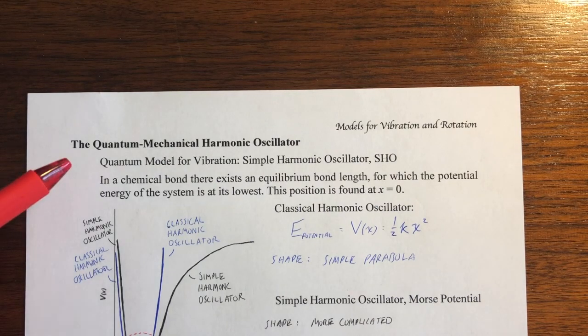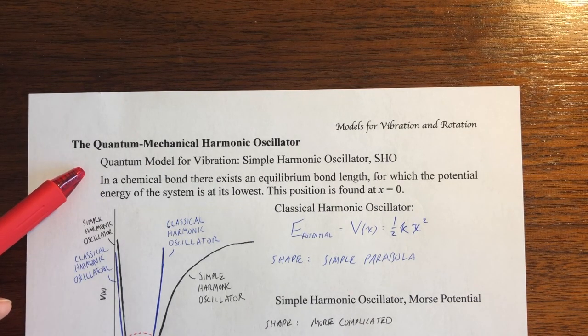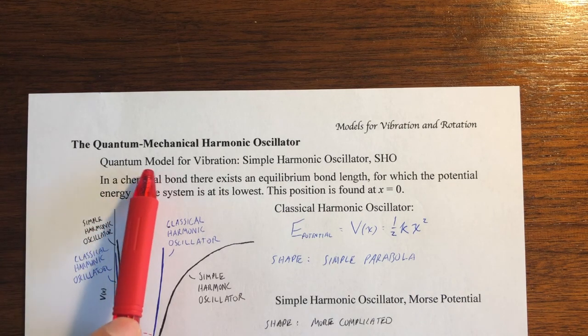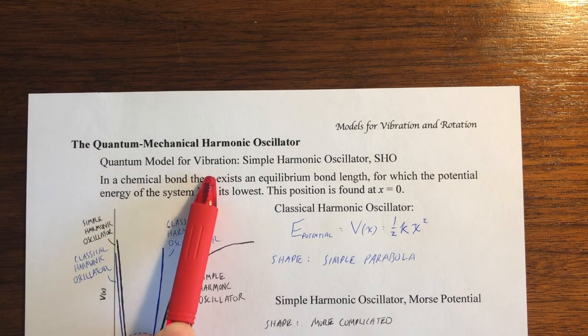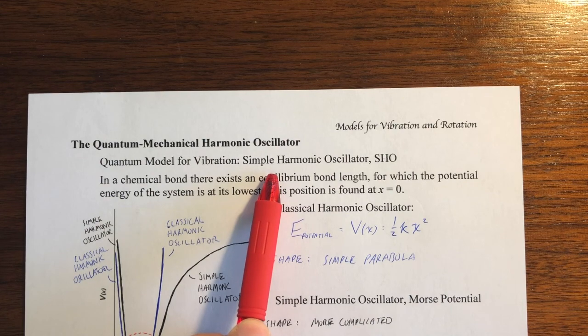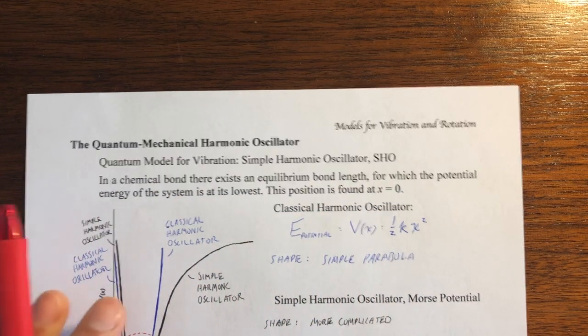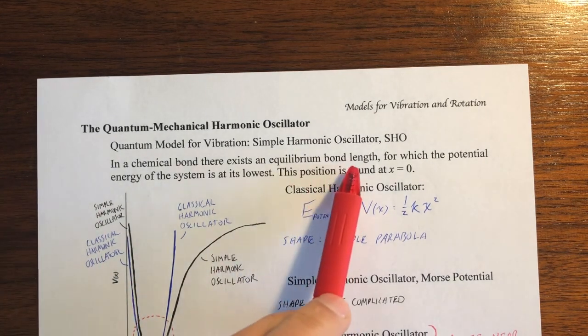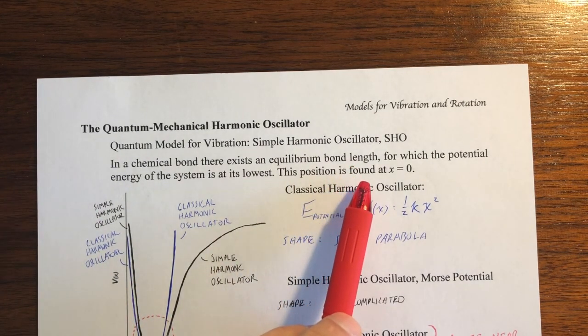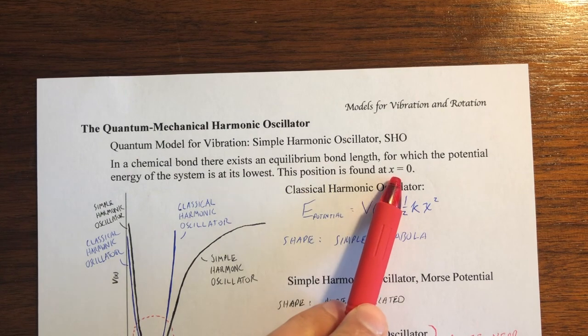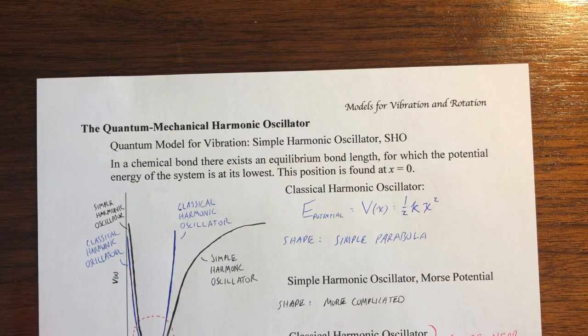Today we'll be discussing the quantum mechanical harmonic oscillator, and this is going to be the quantum model for vibration, and it is called the simple harmonic oscillator, abbreviated SHO. So, in a chemical bond, there exists an equilibrium bond length for which the potential energy of the system is at its lowest, and this position is found at x equals 0.